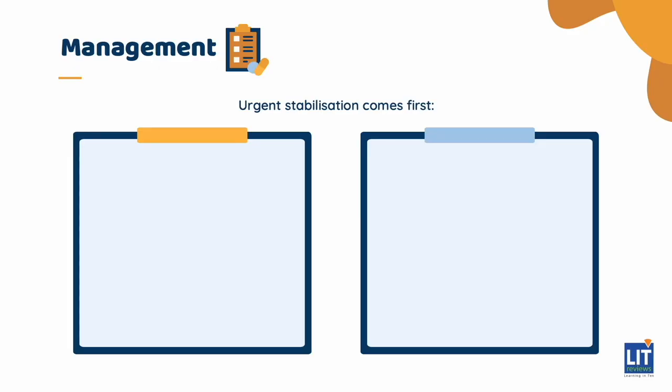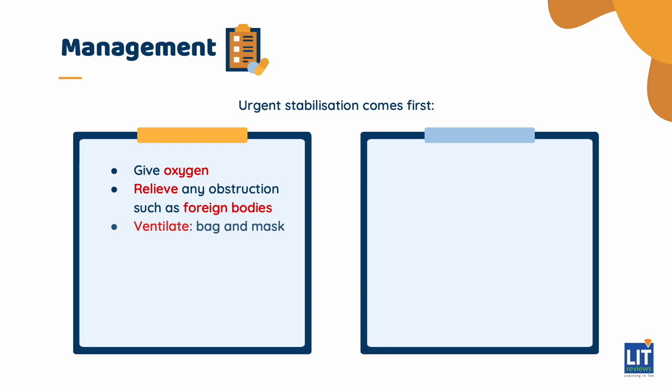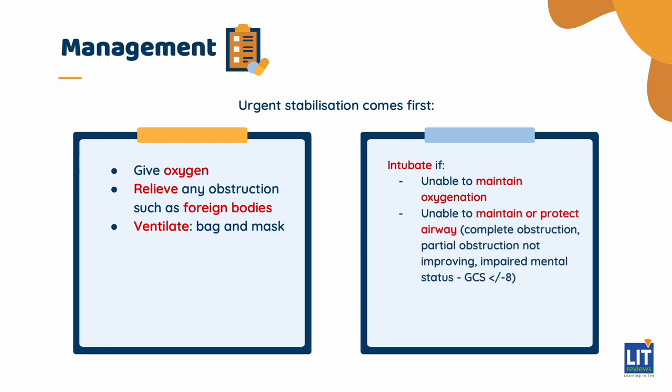Immediate stabilization is vital in the management of a child in respiratory distress. Give oxygen, relieve any obstruction, and ventilate with a bag and mask if necessary. Intubation is indicated if the child is unable to maintain adequate oxygenation, such as in pulmonary disease or worsening respiratory effort. It is also indicated if the child is unable to maintain and or protect the airway, such as in complete obstruction, worsening of partial obstruction, and impaired mental status, where there is risk of loss of protective airway reflexes and therefore aspiration. And if there is potential for clinical deterioration, such as those with thermal inhalation injuries or epiglottitis.